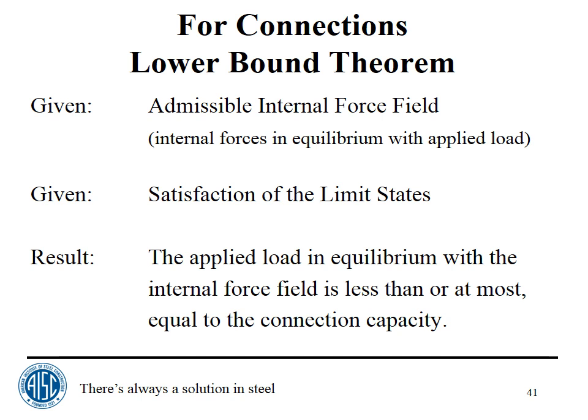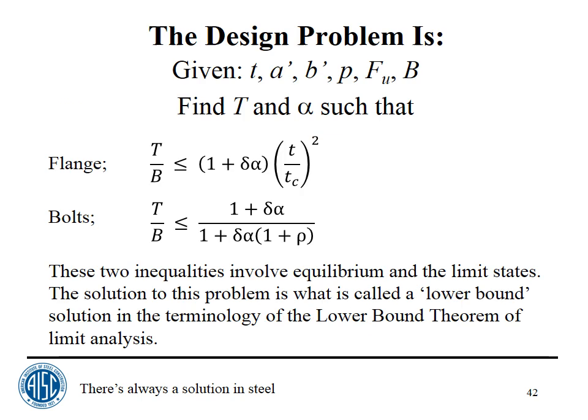Given an admissible internal force field, which is one that's in equilibrium with the applied loads, satisfy the limit states. The two of them here are the bending of the flange and the tensile strength of the bolts. The applied load, whatever we calculate here, capital T, in equilibrium with the internal force field is at most equal to the connection capacity. So here we have, just repeating this slide again, these two inequalities.